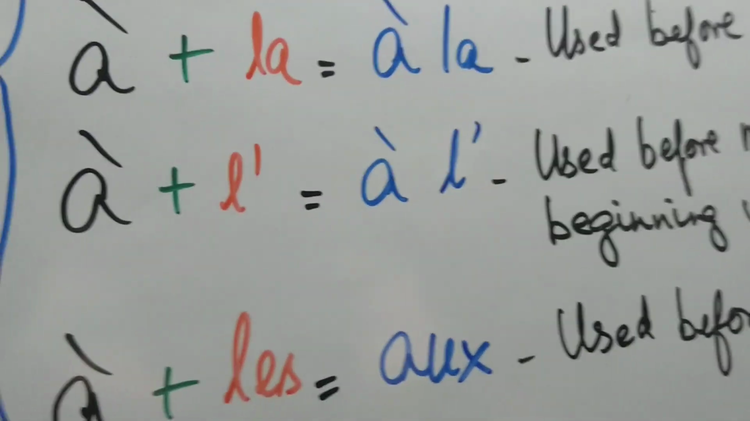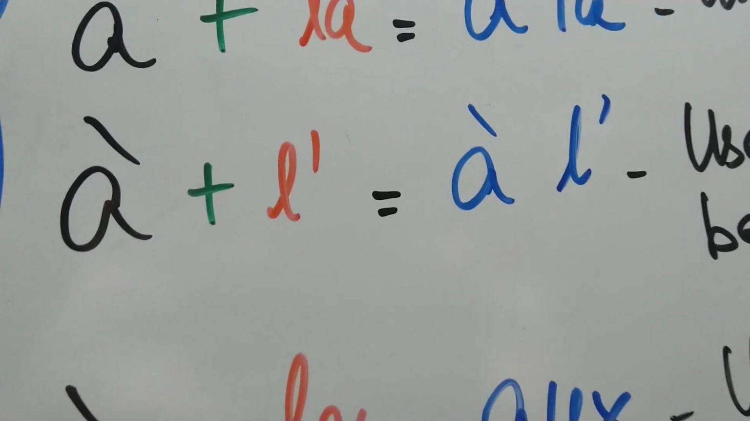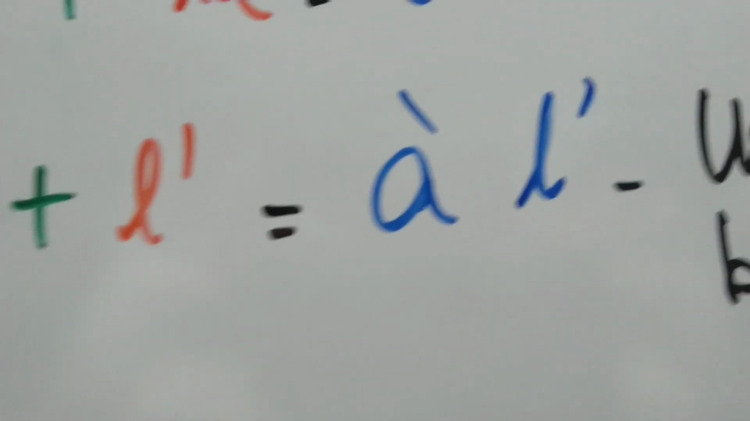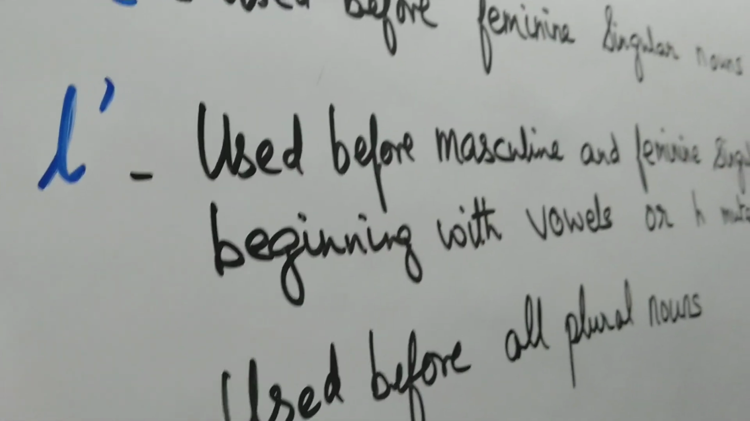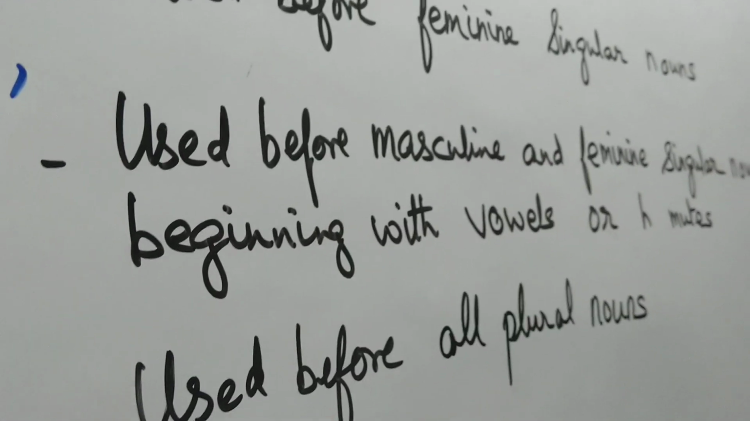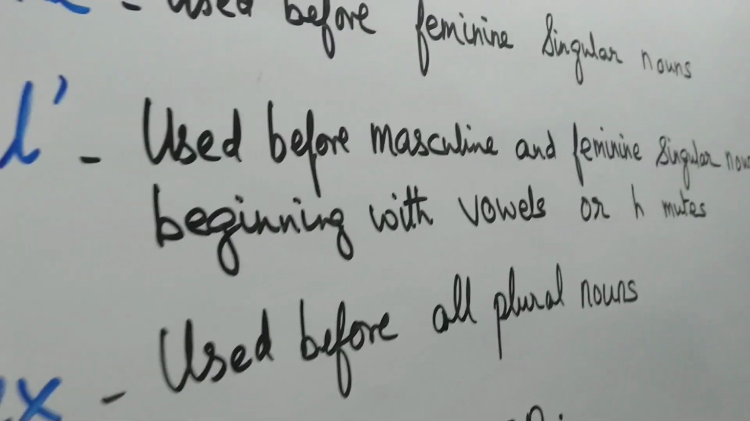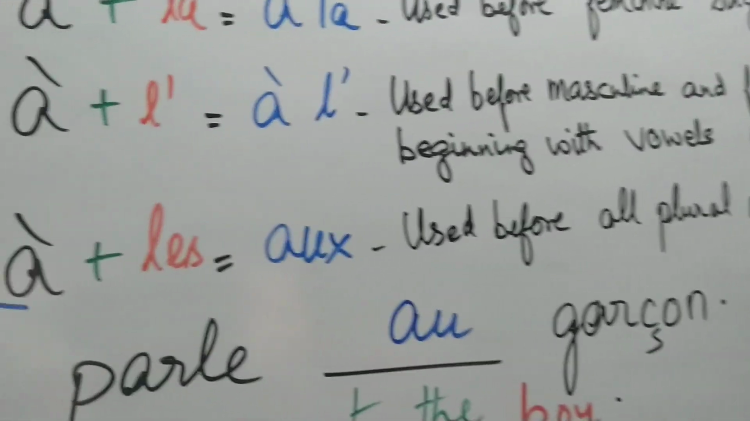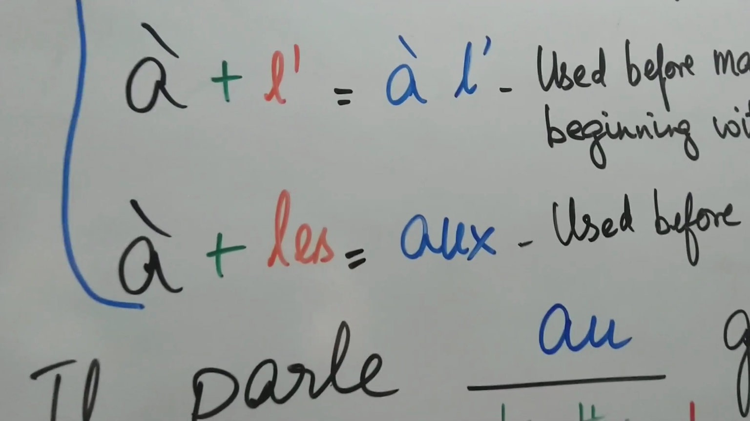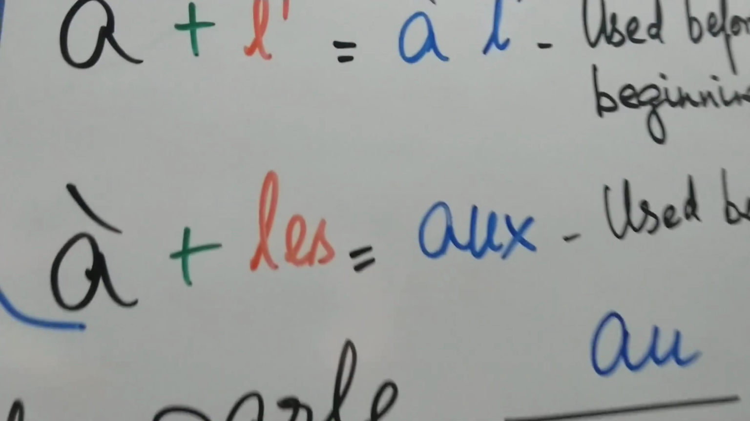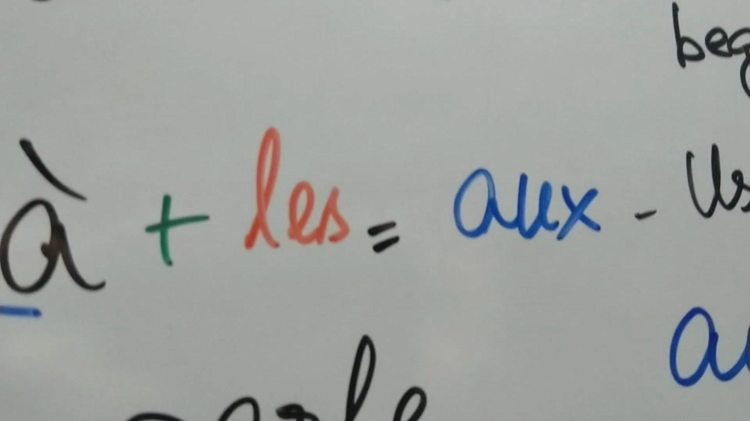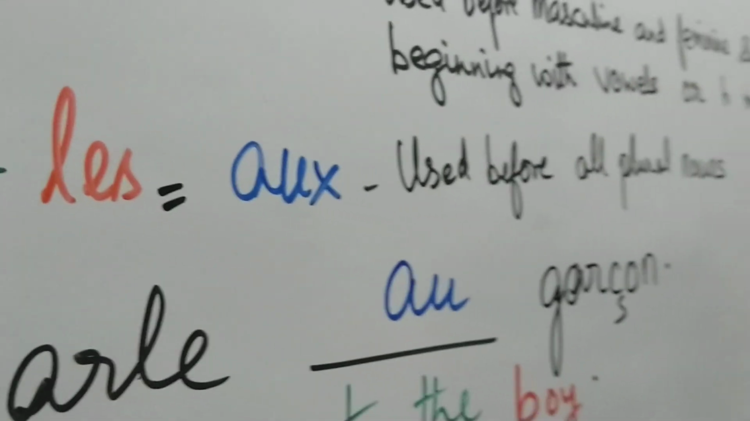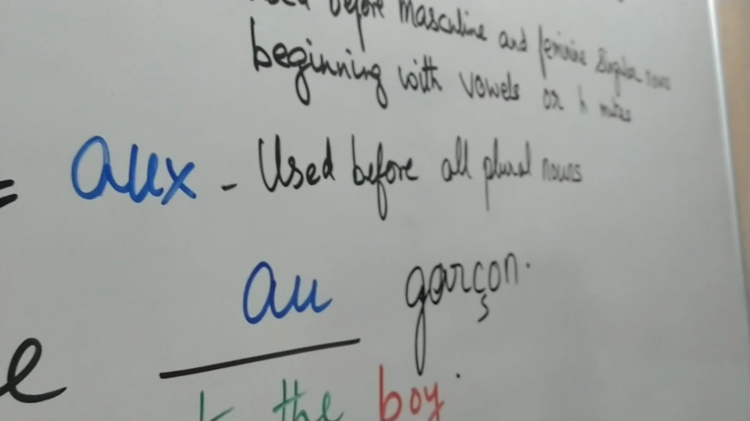When à is joined to l apostrophe, it remains à l apostrophe. Again, there is a distinct gap between à and l apostrophe, and this is used before masculine and feminine singular nouns beginning with vowels or h mutes. And when à is joined to les, the form gets cancelled to give you a new form, aux. This is also pronounced as "o". And aux is used before all masculine and feminine plural nouns.